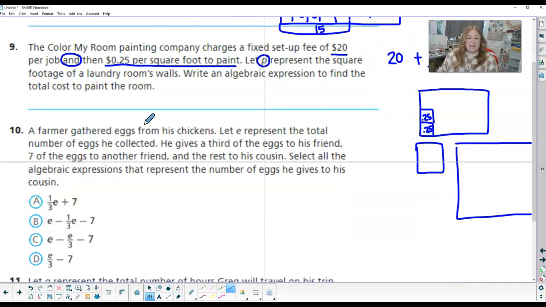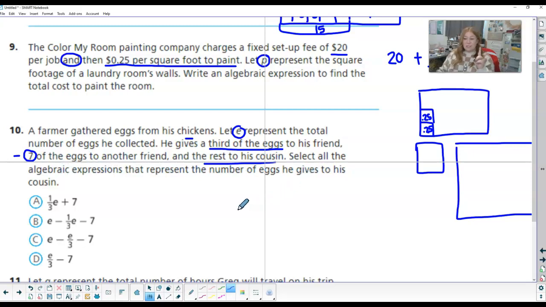Okay, a farmer gathered eggs from his chickens. E is the total eggs they collected. He's going to give a third of the eggs, 1/3 of the eggs to his friend, right? He gave them away. They're gone, subtracted. 7 of the eggs to another friend. So 7 of them, right? They're gone. He took them away. And the rest are going to his cousin. So we're going to select all the algebraic expressions that represent the number of eggs he gives to his cousin.